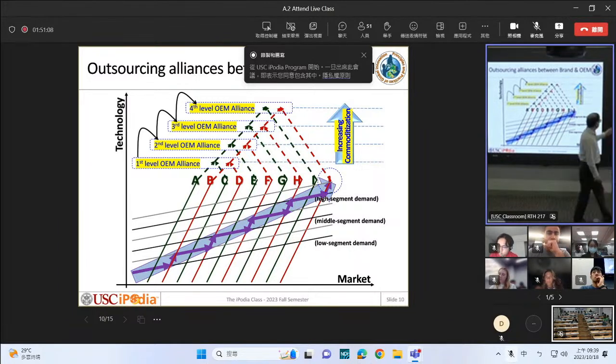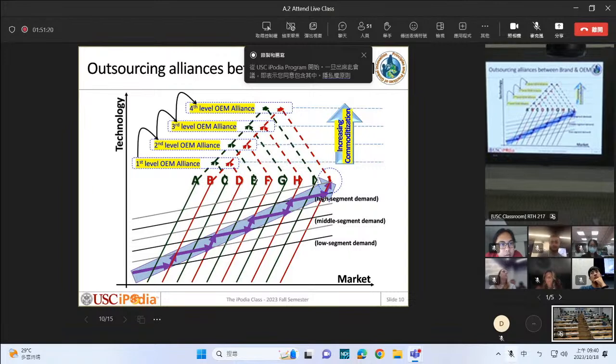Right? So it's very interesting, you have this alliance form. Which of these letters is the brand and which is the OEM? I'm sorry, I cannot understand your question. Say it again. Which of these letters represents the brand? Actually, OEM doesn't have a brand. OEM will always use the brand company's brand. So none of these letters.